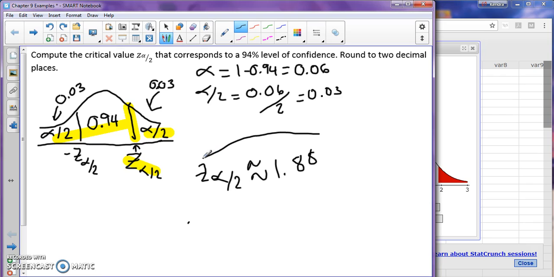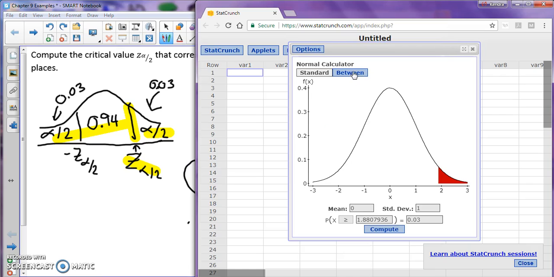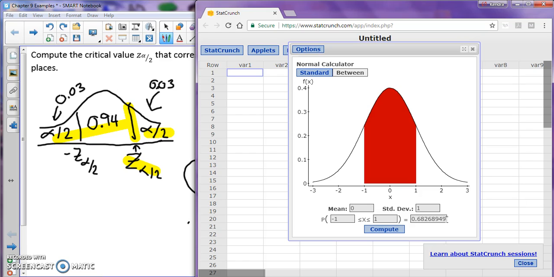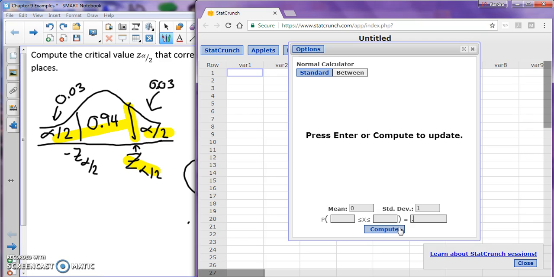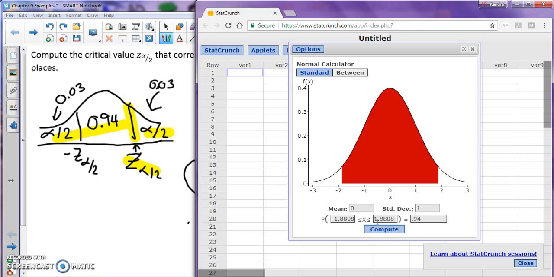1.88 here. Right. So that's one way you can do it. The other way we can do is between, and we can type our confidence level here as our percentage, so 0.94 as the area. We're going to hit compute, and then what we're looking at here is the upper one, so we want that 1.88. So that's the other way we can do that.